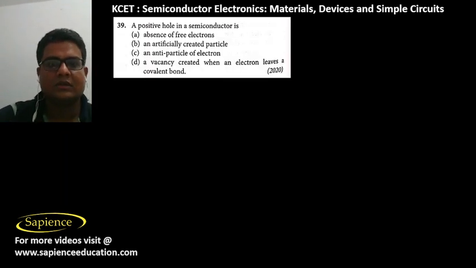Then it is told a positive hole in a semiconductor is the vacancy created when an electron leaves a covalent bond. So option D is the correct answer.